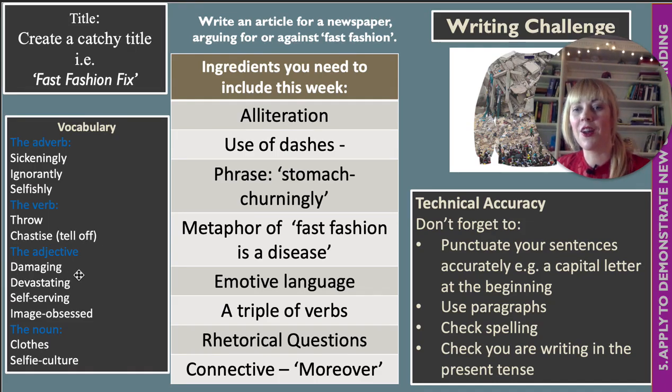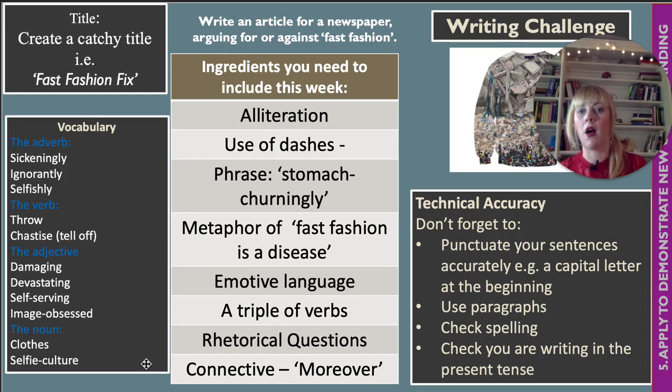Okay, and you've got some other nice vocab here like damaging, devastating, self-serving. That means it's all about making the person that's written it or produced it feel better about themselves. So you could say that fast fashion appeals to the self-serving fashionistas out there, because you're saying that they're self-obsessed, that they only care about stuff that makes them feel good instead of looking at the damage it's doing. Image obsessed, meaning they're obsessed with how they look, and selfie culture. You can use any of those key vocab words to build into your plan of how you're going to write your article. Today is only about planning it out.